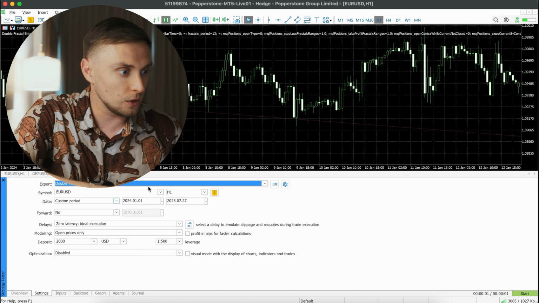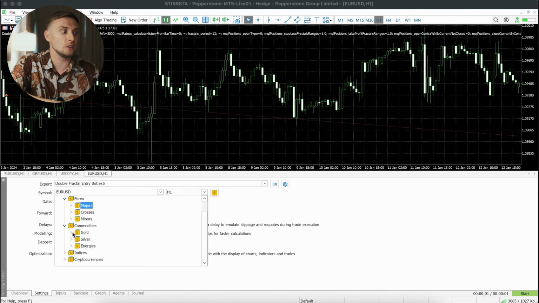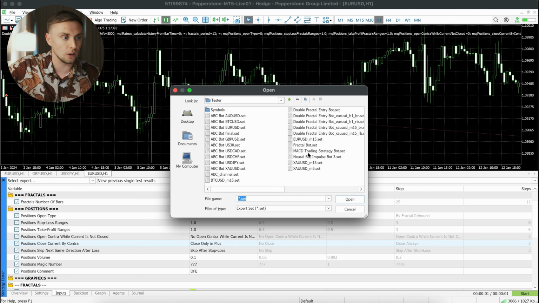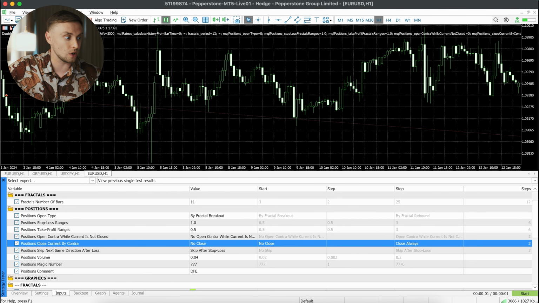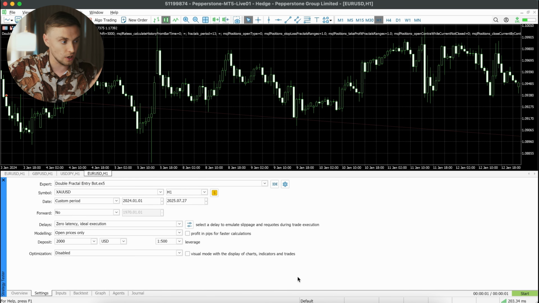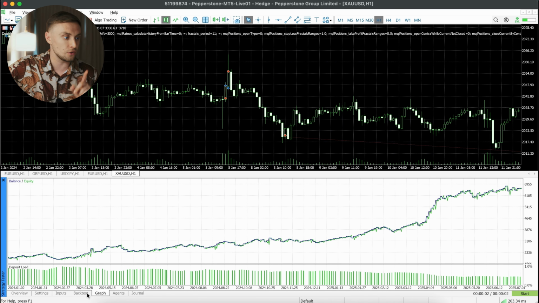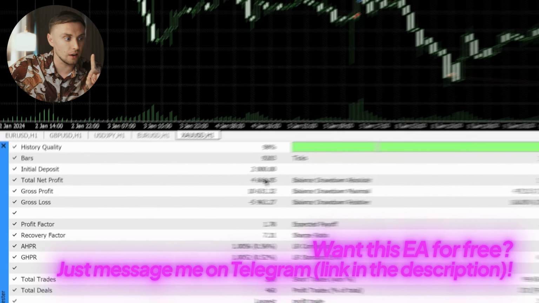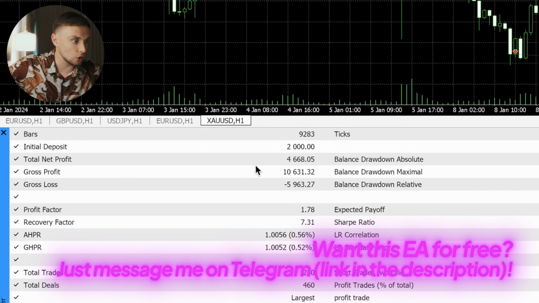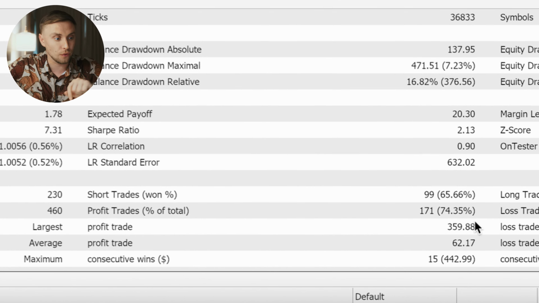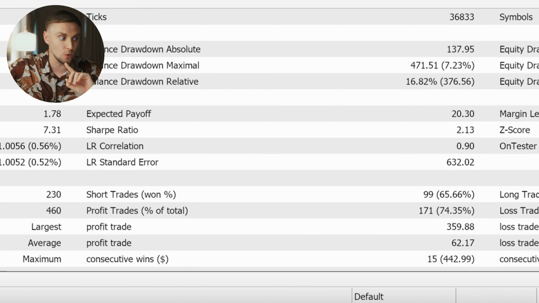And right now I will just show you, because euro dollar it's more like conservative instrument, but let us go for the gold, because people 100% will ask me for the gold, and I will show you right now what you can generate with this kind of very simple trading strategy. Just what you need to do is to follow all the rules of it, and you will see totally different results. Look, after 1.5 years, if you will trade on the gold, total net profit $4,668, maximum drawdown $638, recovery factor 7.31, profit rate 74%, which is wow.